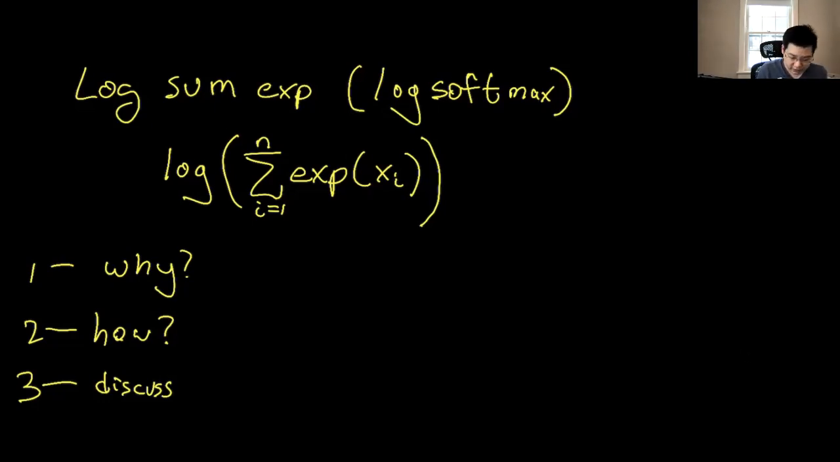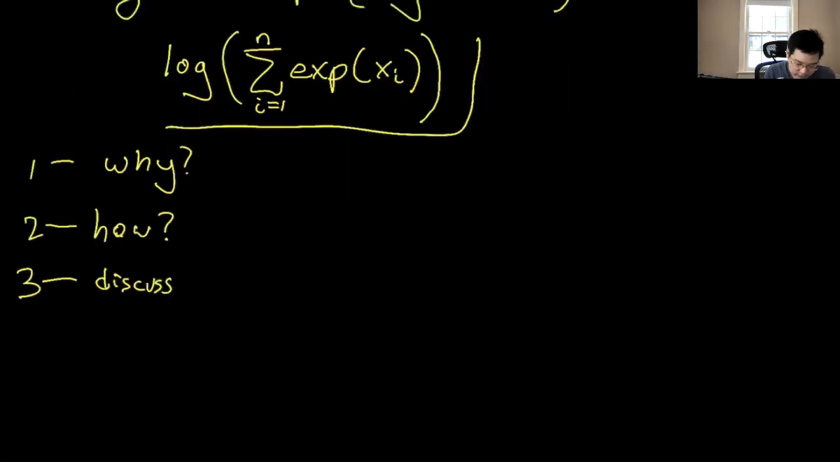So my plan is, this is the operation right here. My plan is to talk about why we want to use it and how we compute it in an intelligent way, and the problems that might come up if you don't compute it in a specialized way, and then we'll discuss it. I want to talk about a few issues that I'm interested in thinking about regarding this. So let's talk about why.